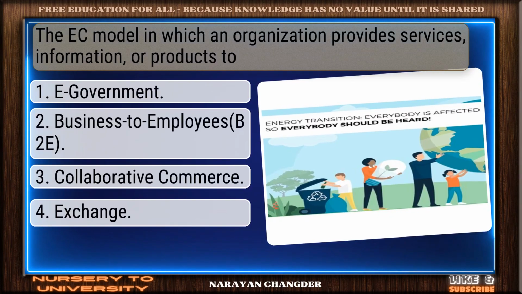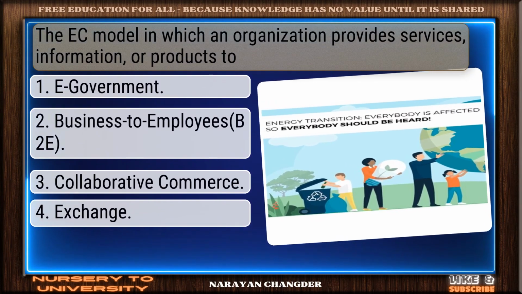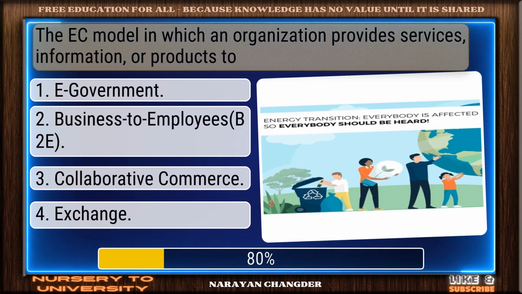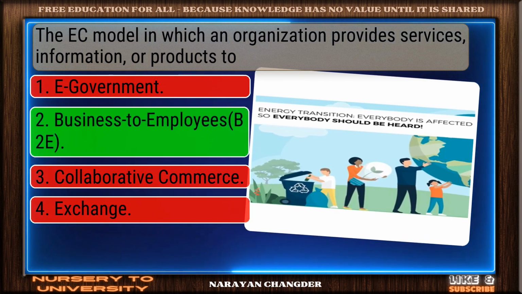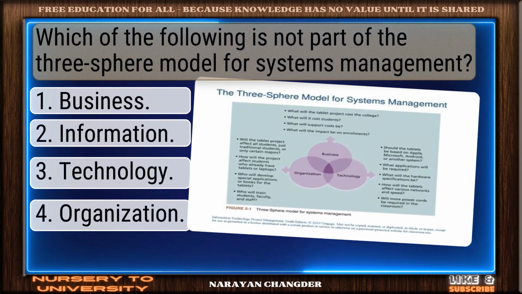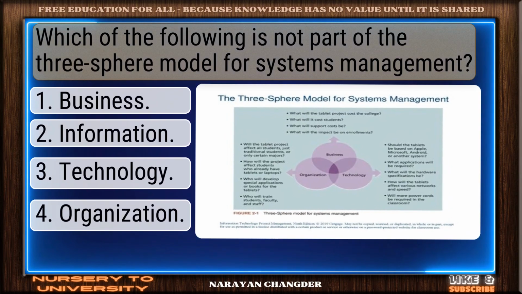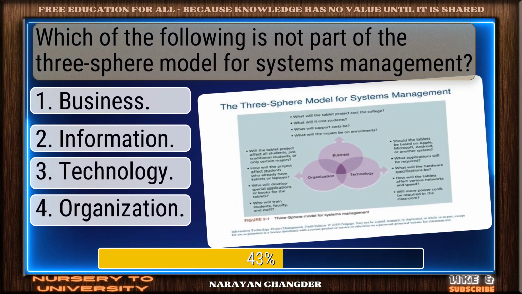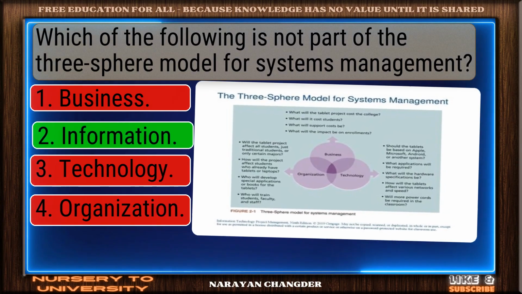The EC model in which an organization provides services, information, or products to. Bravo. Business to employees is the answer. Which of the following is not part of the three-sphere model for systems management? Correct response. Information is accurate.